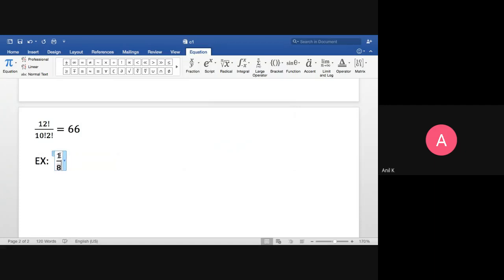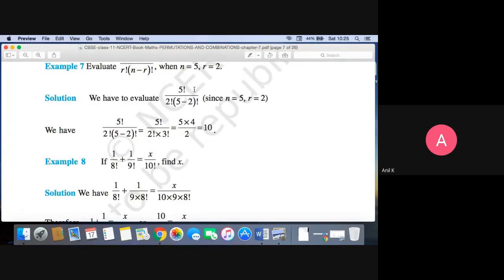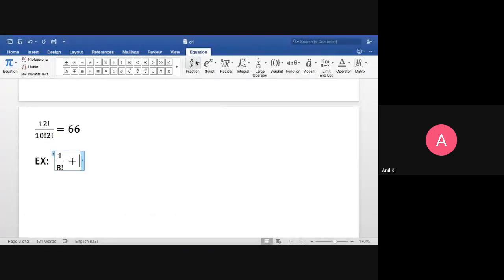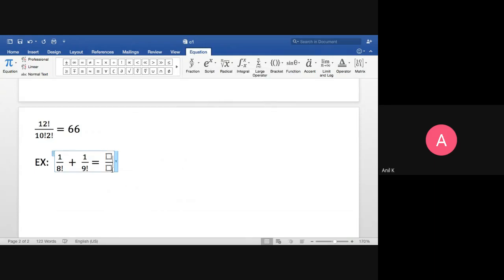1 upon 8 factorial. This is also easy only. Plus, what is given? Let me see the question once. 1 upon 8 factorial plus 1 upon 9 factorial is equal to x upon 10 factorial. Then they ask what is the value of x.